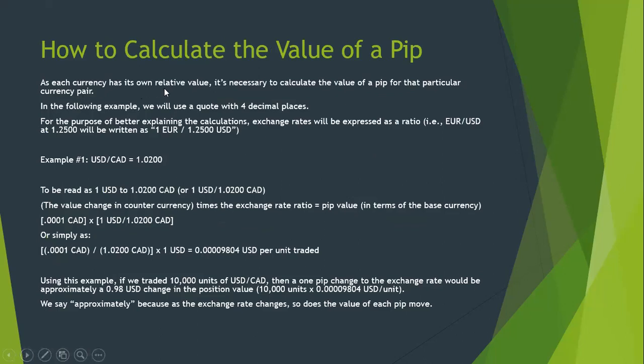As each currency has its own relative value, it's necessary to calculate the value of a pip for that particular currency pair. In the following example, we'll use a quote with 4 decimal places. So let's see, the USDCAD quote is 1.0200, to be read as 1 USD equals 1.0200 Canadian dollar. I think from previous classes, you have understood how to put this in a ratio form.